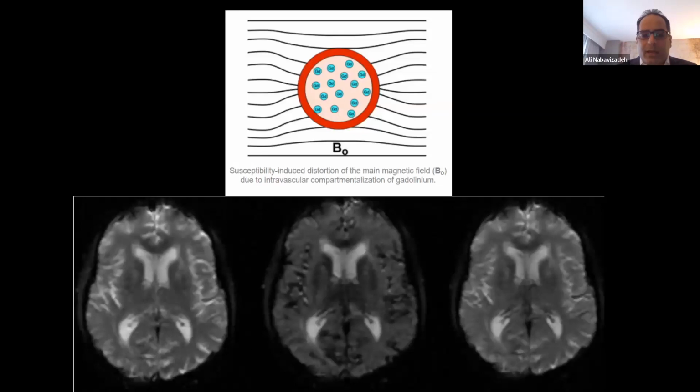And so here is how the images look. You have baseline images, and then when contrast passes through the tissue, you can see signal drop in the vessels, in the cortical vessels, and also the choroid plexus. And then subsequently, we have a return to the baseline.